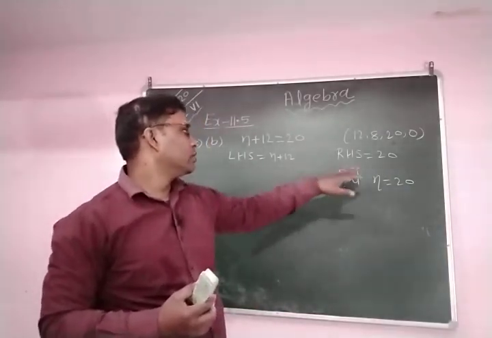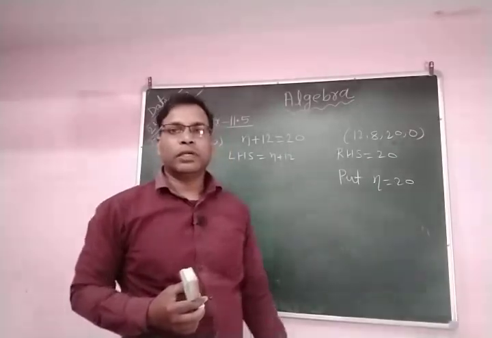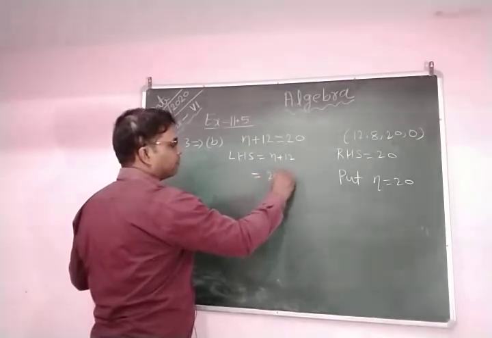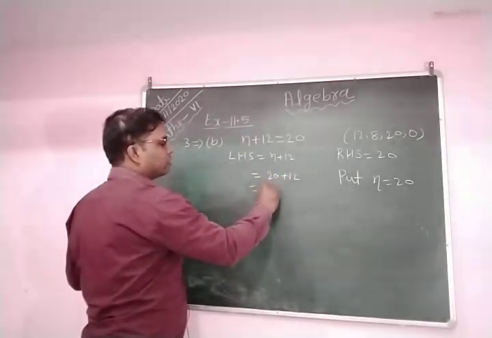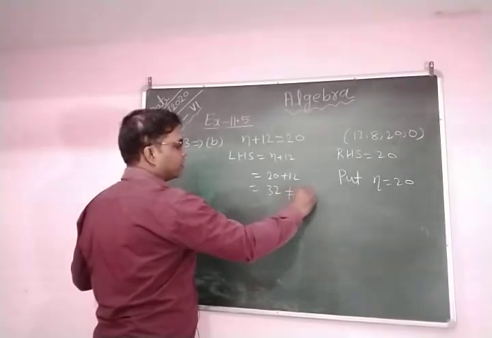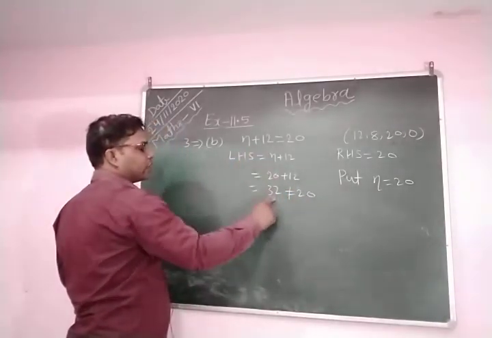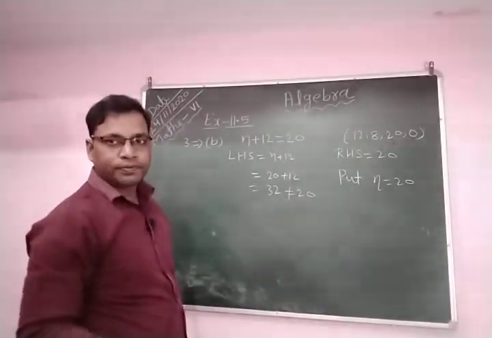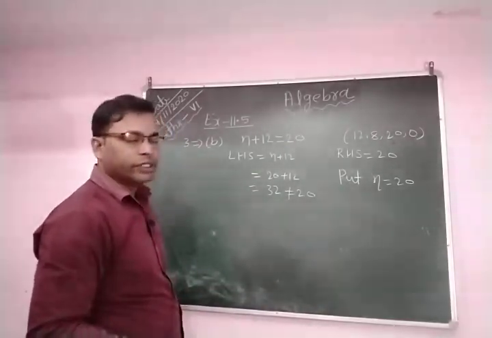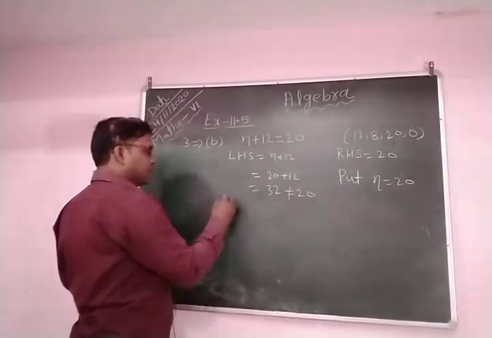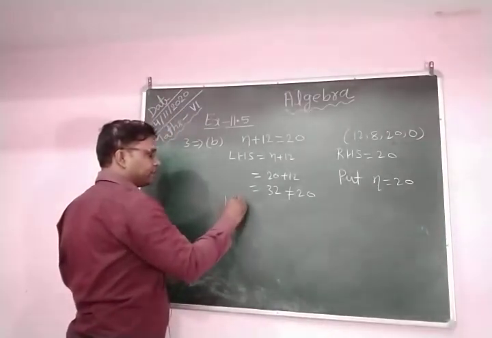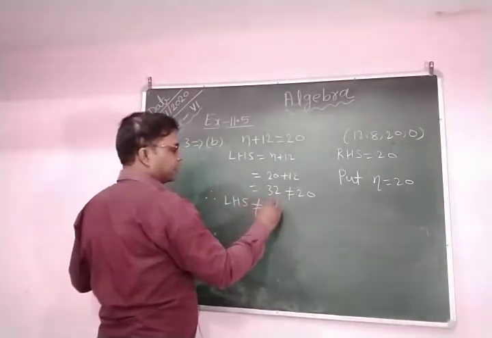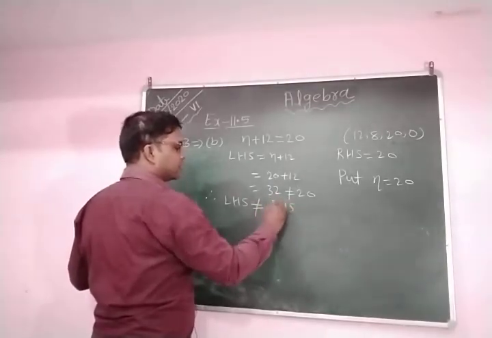Now we take n is equal to 20. If you take n is equal to 20, what do you have? You have 20 plus 12. 20 plus 12 is equal to 32. This is not equal to 20, because the left hand side is 32 and the right hand side is 20. Therefore, the left hand side is not equal to the right hand side.